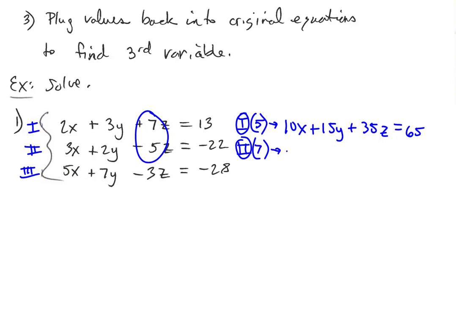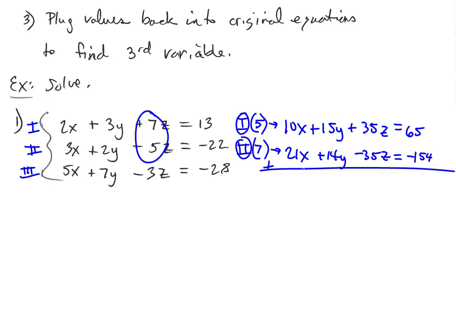So that means I'll ultimately have a 21x plus a 14y minus a 35z equals a negative 154. Now, after that step, which was done entirely to get these coefficients of z's to be opposites, I'll simply eliminate by adding, as we've seen in the elimination process.